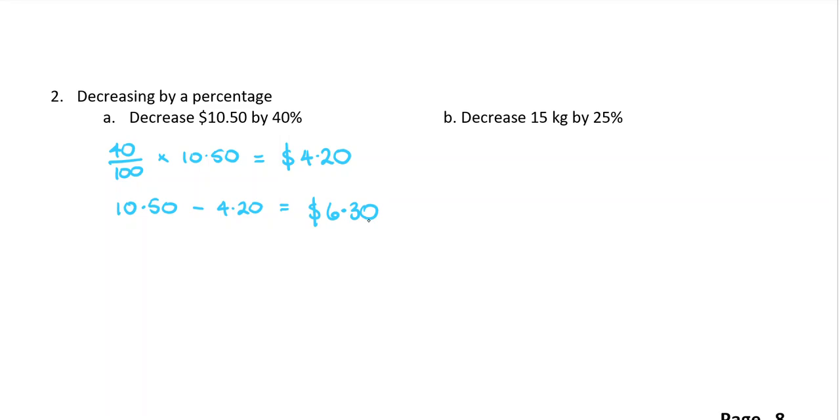Okay, do another one the same. Decrease 15 kilograms by 25%. First of all, find 25% of the 15. Yes, good. Now to do the decrease part, which number do I start with? Which number do I start with?